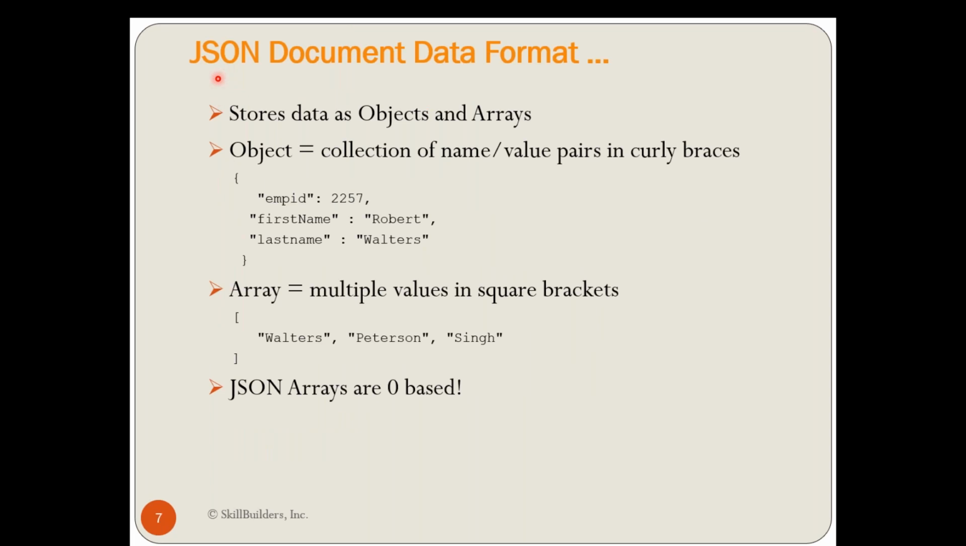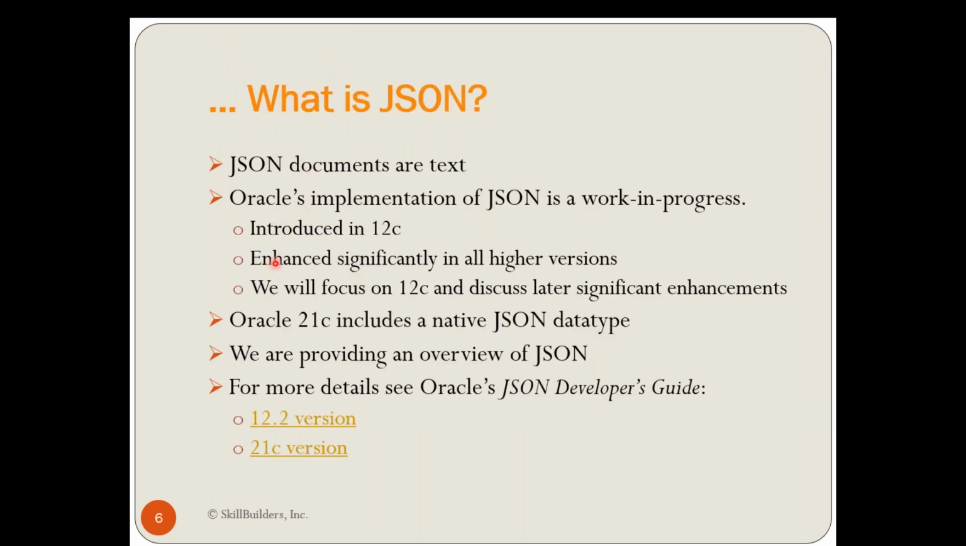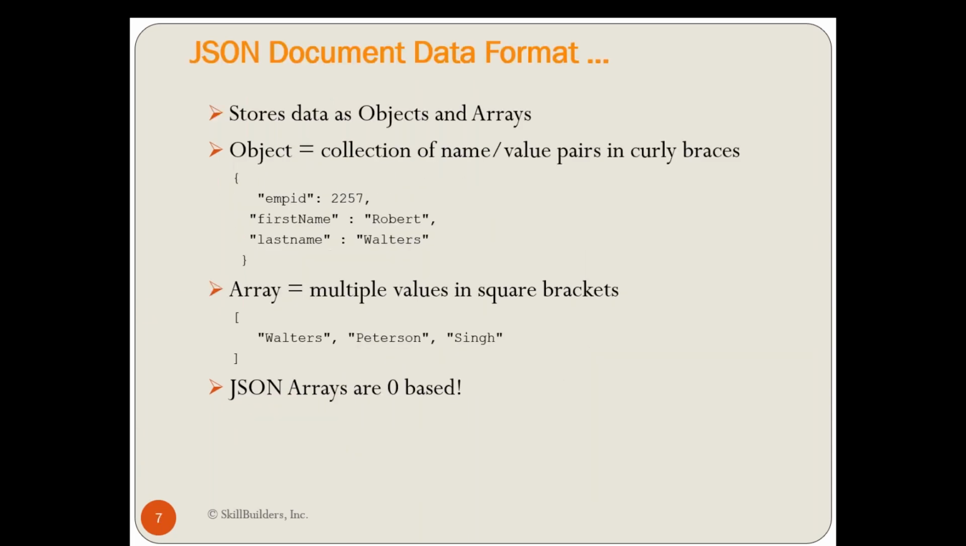Okay, so what's the JSON data format? This is just an overview of JSON in Oracle. There are developers guides in the documentation, full developers guides for every version of Oracle, so you can just go to that and click on the links. So what's the JSON document format? It stores data as either objects or arrays. There are only two different structures, so we need to learn only two.